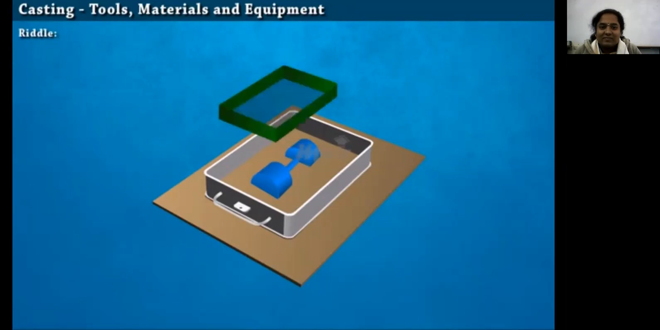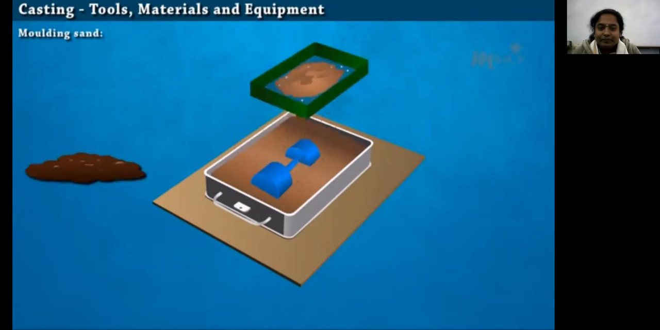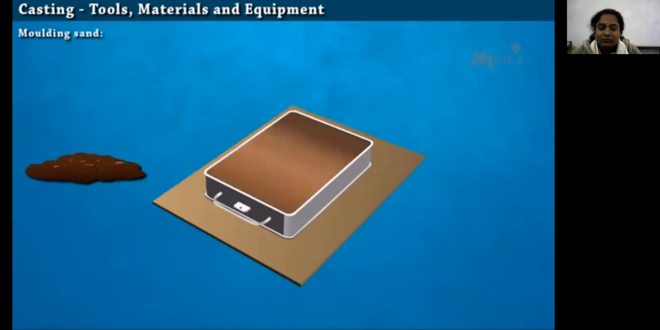Riddle. Riddle tool is a screen or sieve used to remove small pieces of metal and foreign particles from the molding sand. Molding sand. Silica-based sand is mixed with clay and oil to improve its cohesive strength and is used in molding. Rammer. Rammer tool is used to compress the molding sand in the flask by ramming.